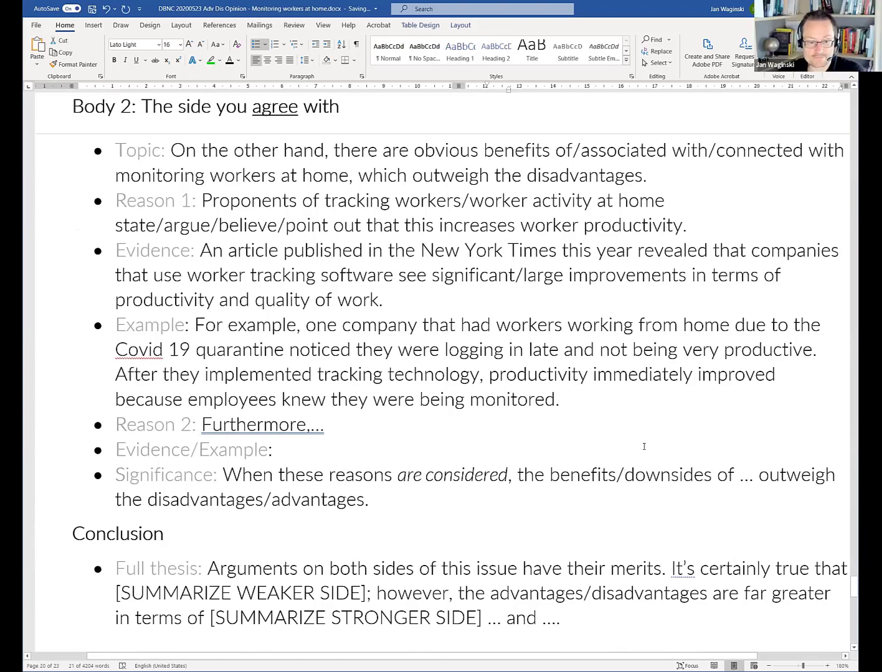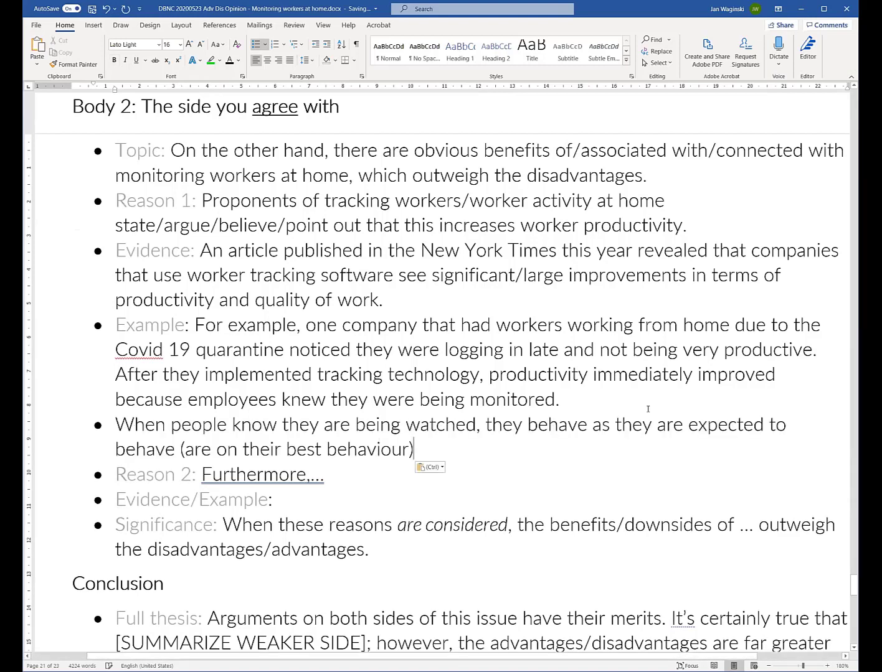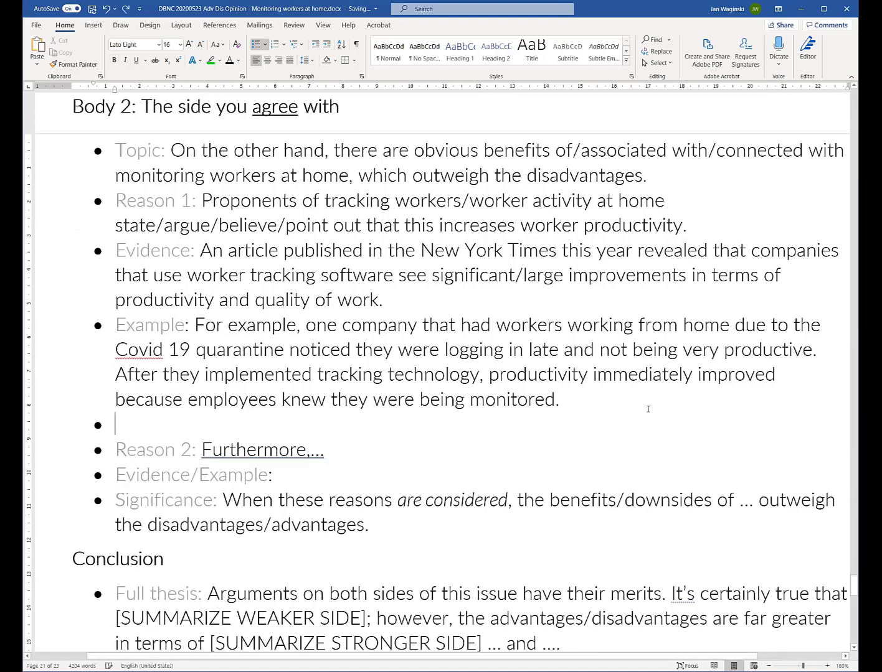Okay, we don't have another reason, but we can perhaps add this other idea. I have a question. This sentence, as a grammar, that use worker tracking software. The same paragraph.